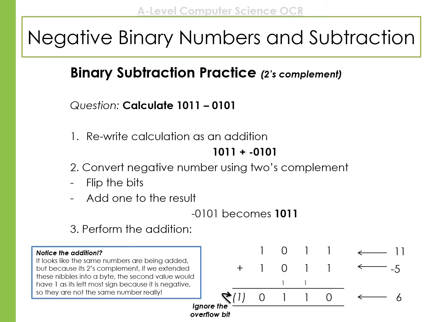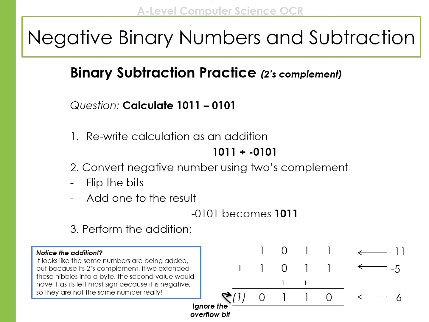Now here's another example. Create a binary subtraction, which is to calculate 1011 minus 0101. Remember, the first thing we use is 2's complement. And a question will usually tell you, using 2's complement, create the following binary addition. So we make sure it's a negative binary number. When we're writing it out, we need to make sure we put our minus in front of the values. That helps us to remember that that is a negative number.